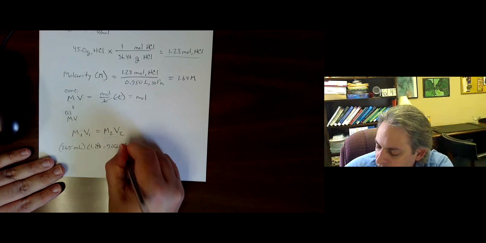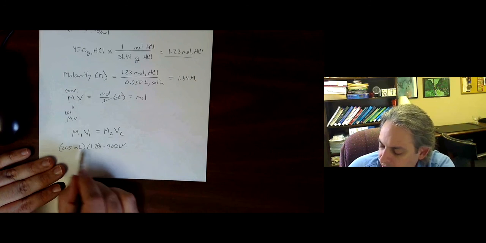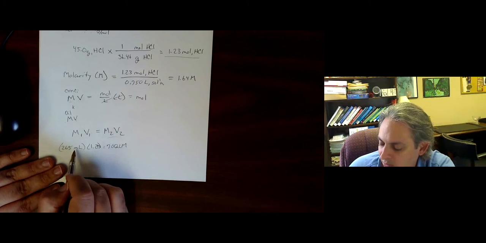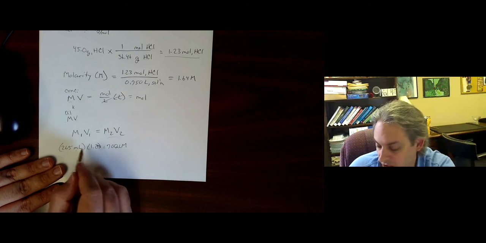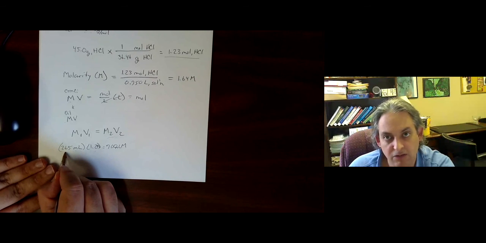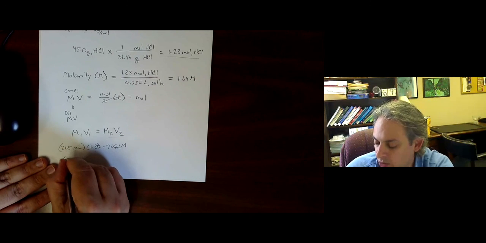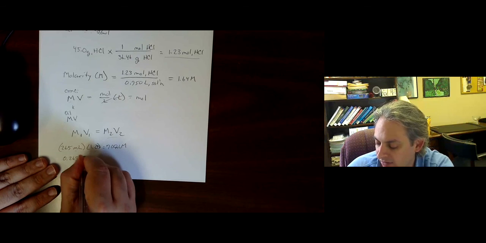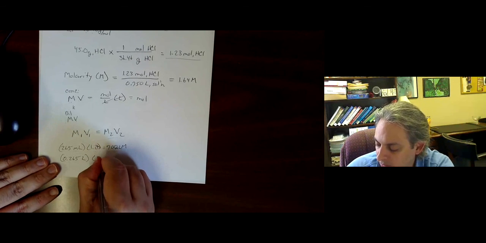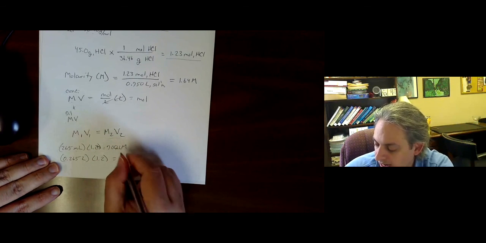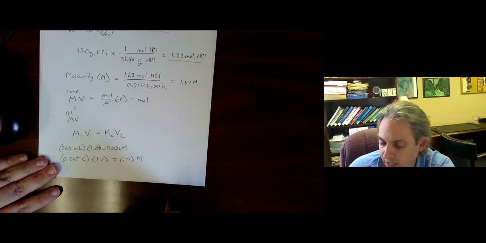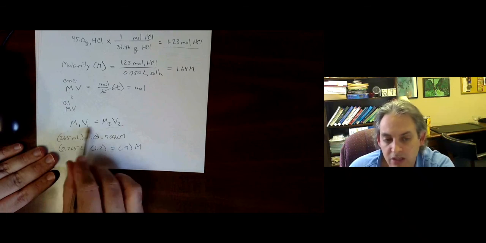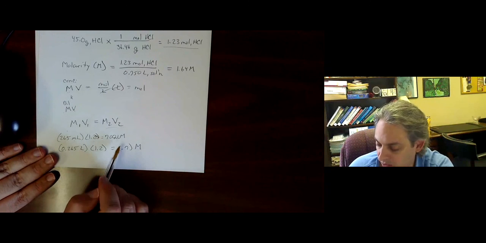Now, you'll notice that these are in milliliters, and when we multiply these together, we're multiplying milliliters times moles per liter, which isn't very good. So what we want to do first is convert this to liters. And so we get 0.265 liters, and we multiply that by 1.2, and then the 700 is 0.7, and then we have our new molarity. We're just using this formula, M1V1 equals M2V2.